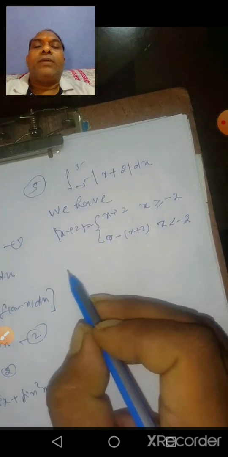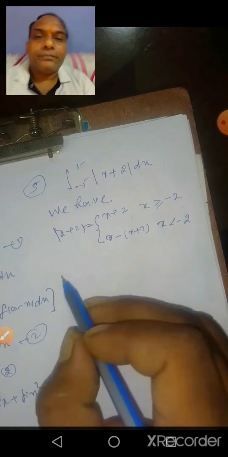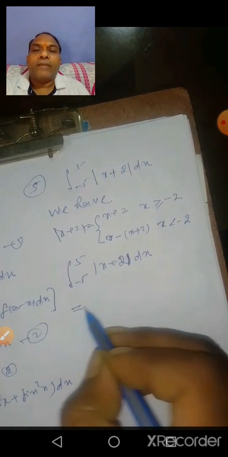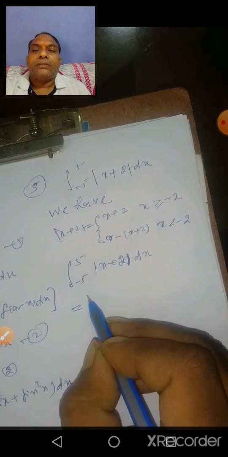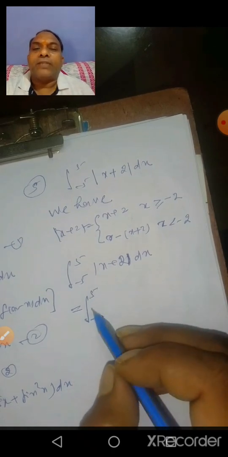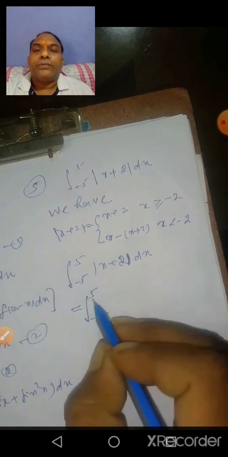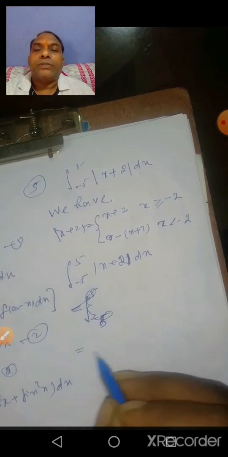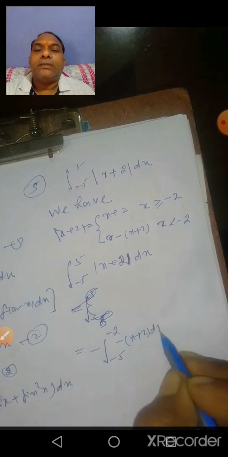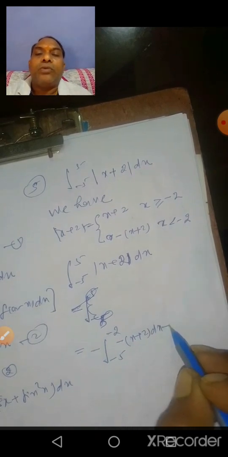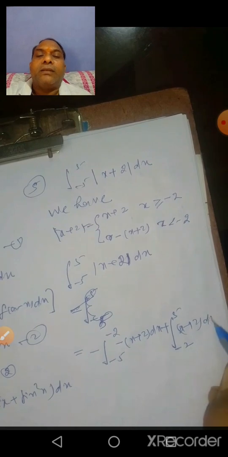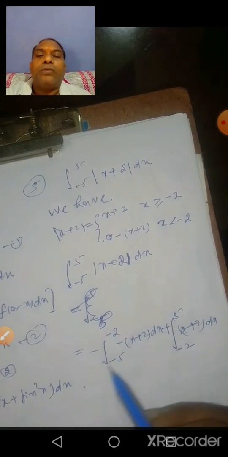So you can write integration minus 5 to 5 mod x plus 2 dx is equal to integration minus 5 to minus 2 of minus x plus 2 dx plus integration minus 2 to 5 x plus 2 dx. Clear?